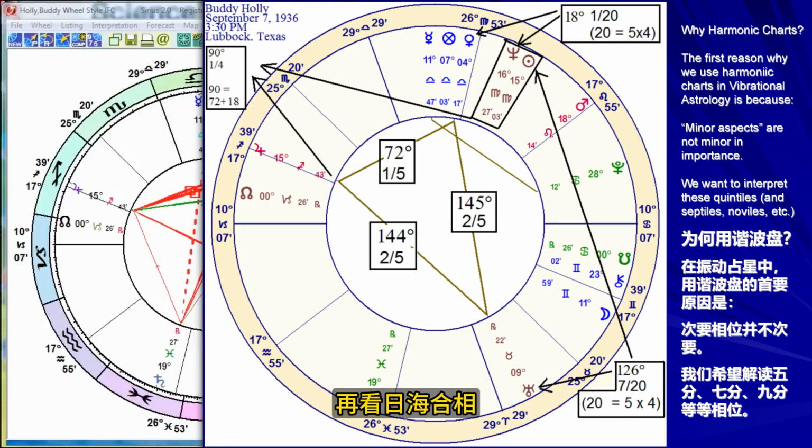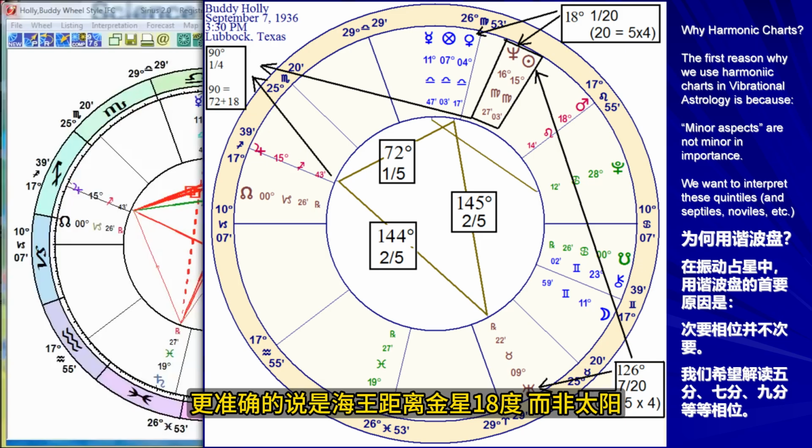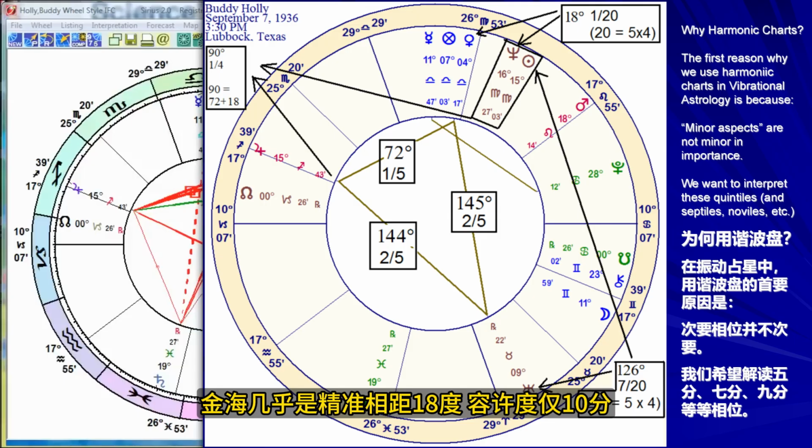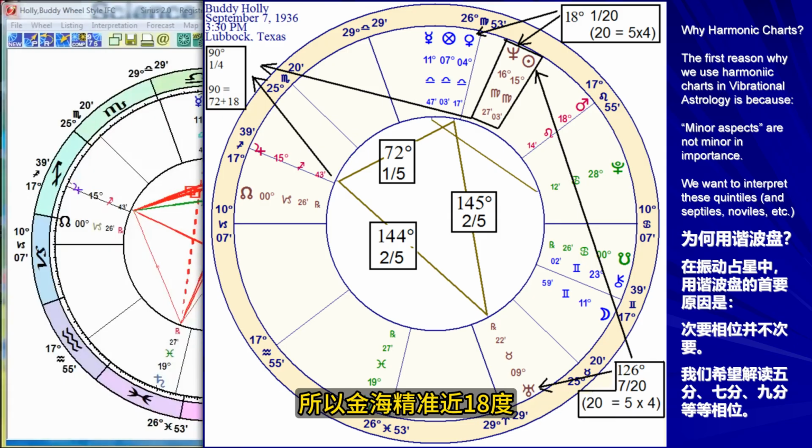Okay. Now, the Sun and Neptune conjunction. The Sun and Neptune are about 18 degrees from Venus. And it's more specifically Neptune, more than the Sun. Neptune is very close to being exactly 18 degrees from Venus, with only a 10-minute orb. So Venus and Neptune are almost exactly 18 degrees. Who cares? What's the importance of that?